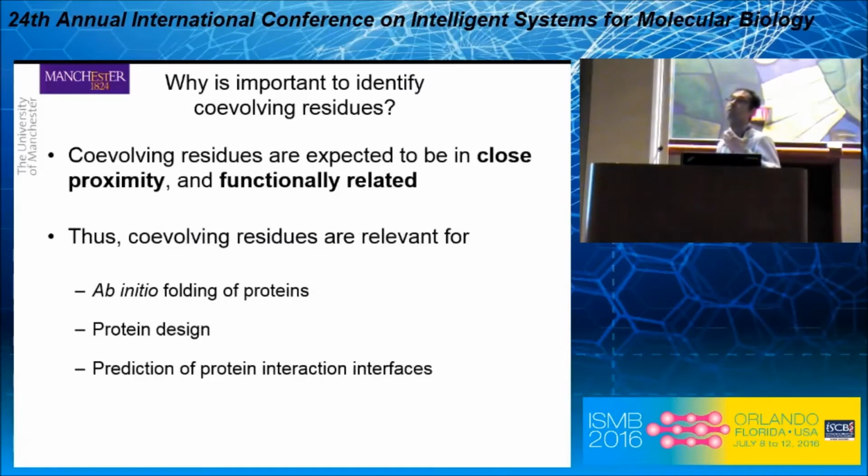And all this interest in coevolution and covariation is raised by the fact that co-evolving residues are expected to be in close proximity within the protein structure and to be functionally related. As a consequence, the identification of co-evolving residues is very interesting in many areas of research. For example, as a way of generating constraints for protein folding and protein design, and in attempts of predicting protein interactions from protein sequences.